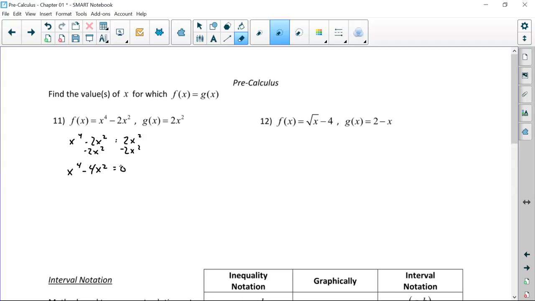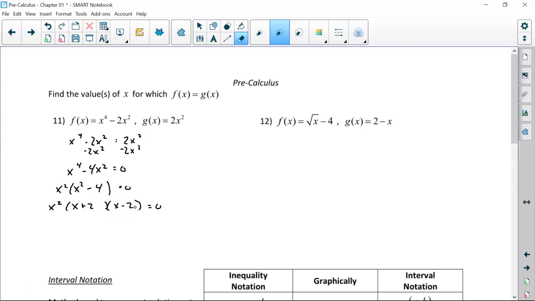Now, the greatest common factor of those two terms is x squared. So we factor out the x squared. Remember, you're dividing by x squared. X to the fourth divided by x squared is x squared. Negative 4x squared divided by x squared is negative 4. We can keep factoring x squared. And then when you factor x squared minus 4, you get x plus 2, x minus 2.